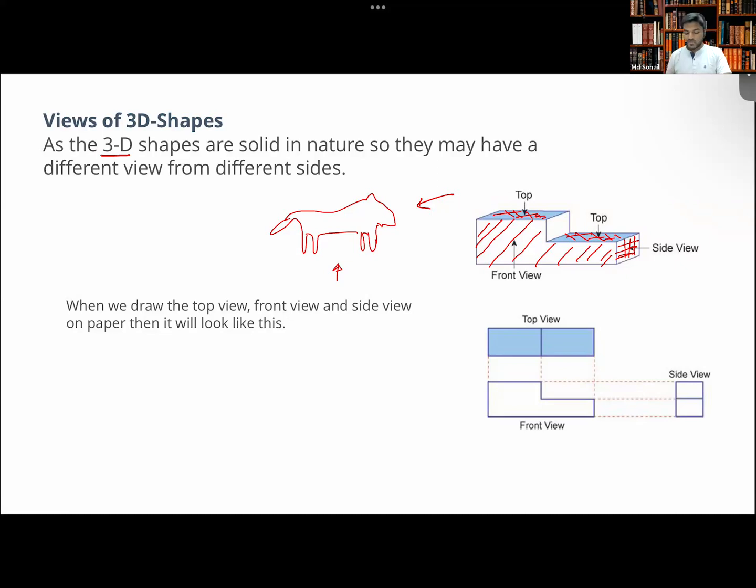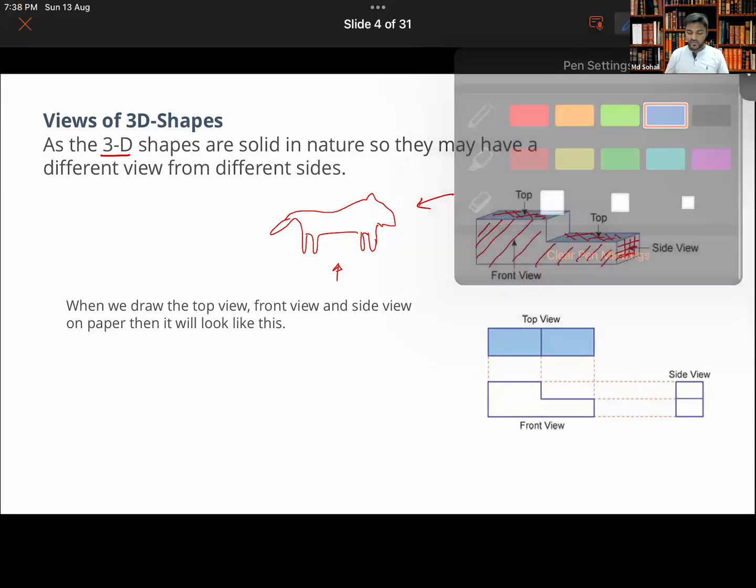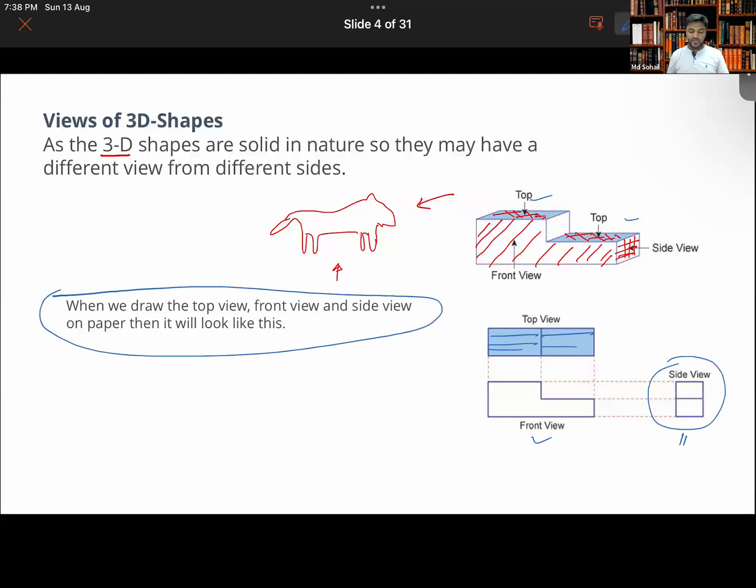See, what if you were to draw this 3D shape on a piece of paper? It is going to look like this. You have drawn the top view like this here. Then the frontal view is going to be like this. And the side view is going to look somewhat like this. So when we draw the top view, front view, and side view on paper, it will look like this.